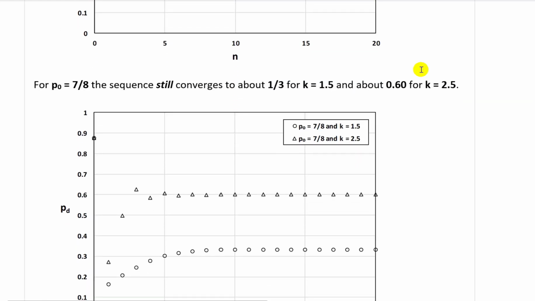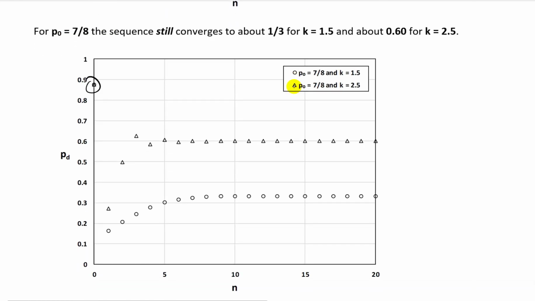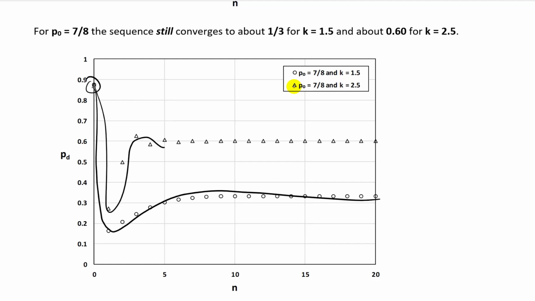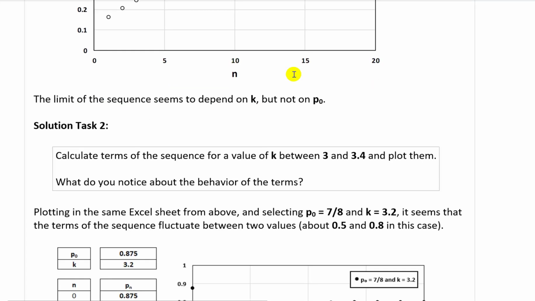So for P naught equals 7 over 8 or 0.875, the sequence still converges to about 1/3 or 0.333 for K equals 1.5 and about 0.6 for K equals 2.5. So you start off all the way up here, the population. So this one either goes like this in a circle like that, or goes like this and goes like that for, again, K equals 2.5, K equals 1.5 in the circle like that. Just erase this for neatness. Going further, the limit of the sequence seems to depend on K, but not on the initial population, P0.